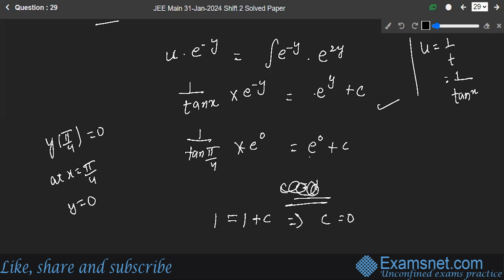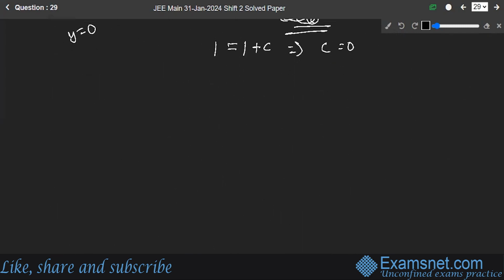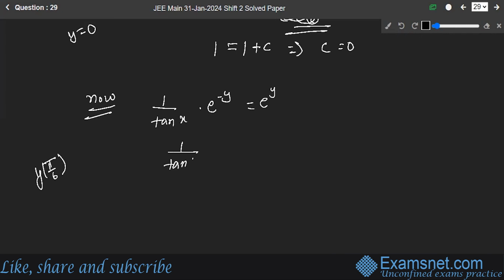Now this equation will become 1 upon tangent x into e power minus y is equal to e power y, and c was 0, so I'm ignoring that. What you have to find out is y of pi by 6. So for y of pi by 6, this is tangent of pi by 6 times e raised to power y, which is equal to e raised to power 2y. And tangent of pi by 6 is equal to 1 upon root 3, so it gives root 3 only. This is equal to e raised to power 2y, right?